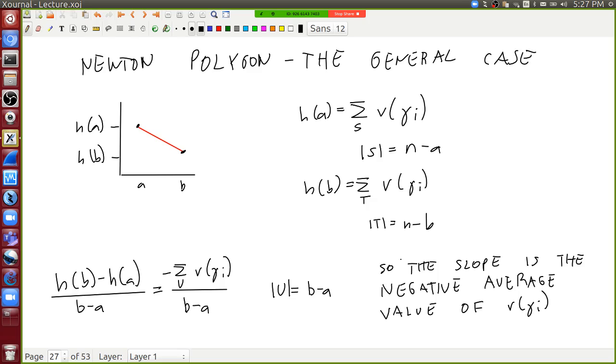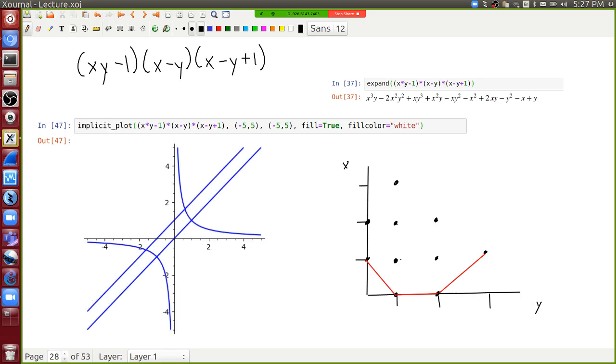Once we have constructed a Newton polygon, then we know... here's an example. Here's another example of a Newton polygon. Here's a polynomial where it's 3 curves. We can just combine them all together. The Newton polygon construction doesn't require the curves to be irreducible. So let's just take these 3 and multiply them together.